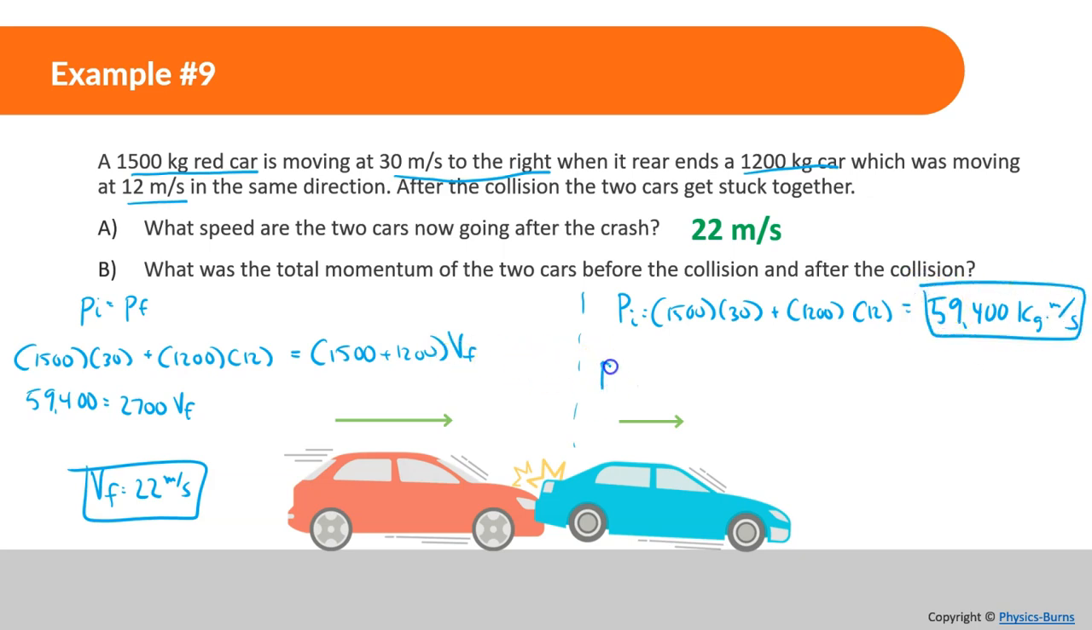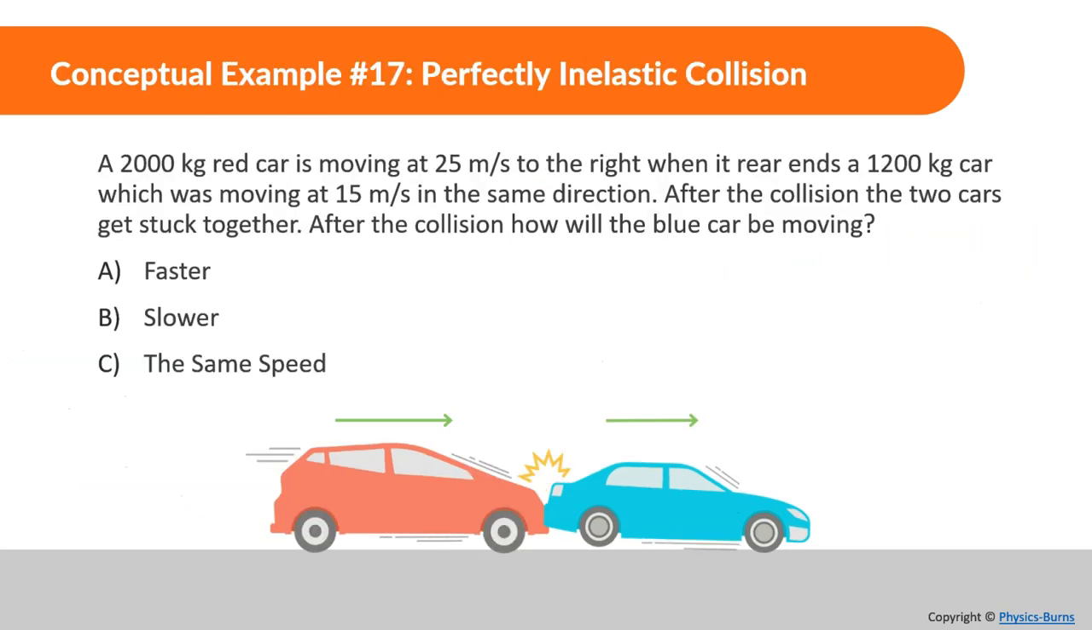Then after the collision, we have both of them moving with the same speed. So 1500 plus 1200, going with the speed of 22 meters per second. I'm going to put it into my calculator. Anyway, I know what the answer is: times 22, and we get 59,400. So this just shows momentum is conserved. Right before the collision and right after the collision, they have the same amount of momentum. Momentum is conserved. Okay, moving on.